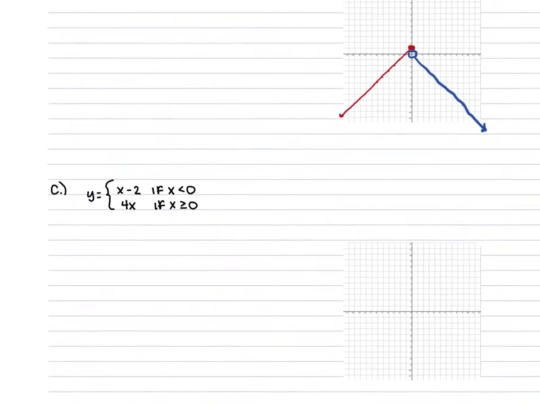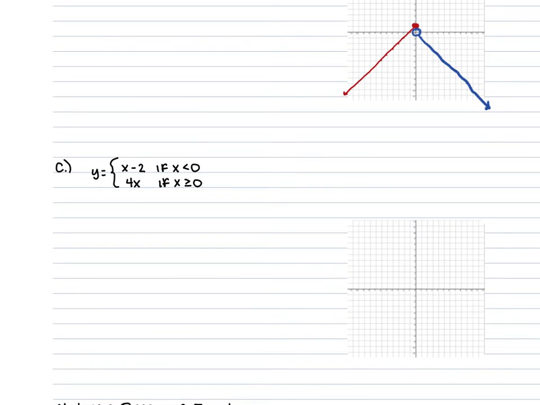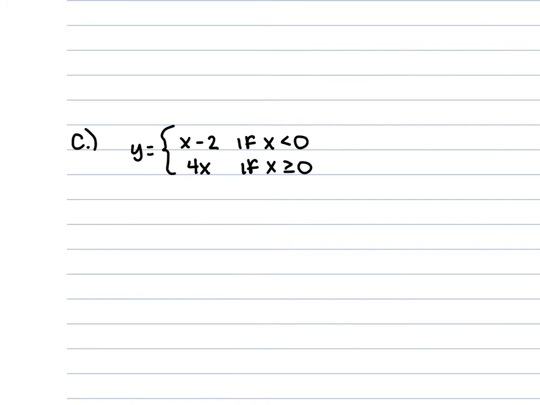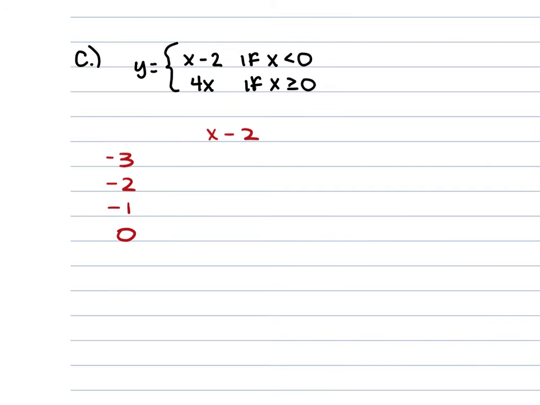For example C, we have y is equal to x minus 2 if x is less than 0, and 4x if x is greater than or equal to 0. So when I draw my function table with this, I'm going to have two different functions within the same table. The first one I'm starting with is x minus 2 if x is less than 0. So I'm going to choose negative 3, negative 2, negative 1, and 0. I also have 4x if x is greater than or equal to 0. So I'm going to still have that 0, then anything greater than.